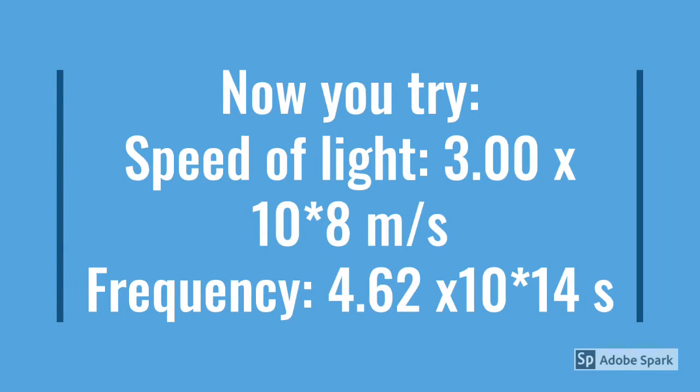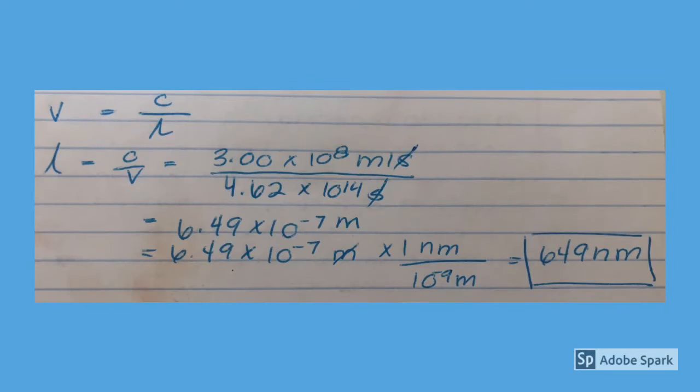The speed of light is 3.00 times 10 to the 8 meters per second, and the frequency to solve for is 4.62 times 10 to the 14. For this equation, we're asked to find the wavelength. We put 3.00 times 10 to the 8th meters per second over 4.62 times 10 to the 14th seconds. We cancel those out, divide, and we get 6.49 times 10 to the negative 7 meters. We convert into nanometers, and you get 649 nanometers.